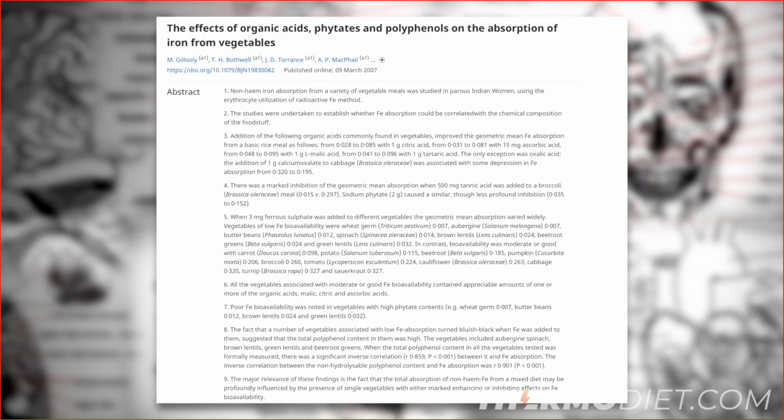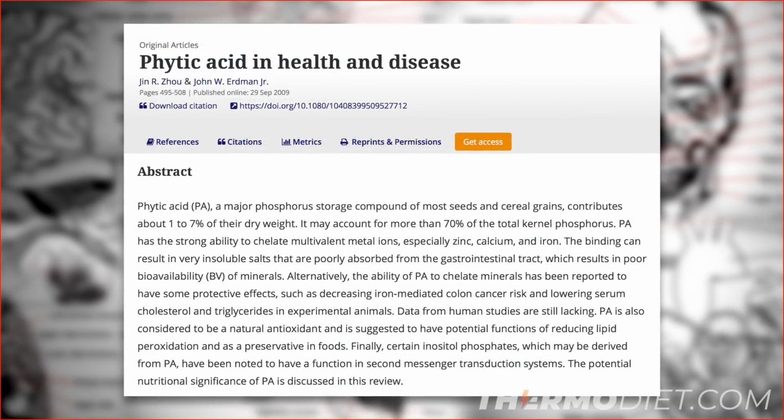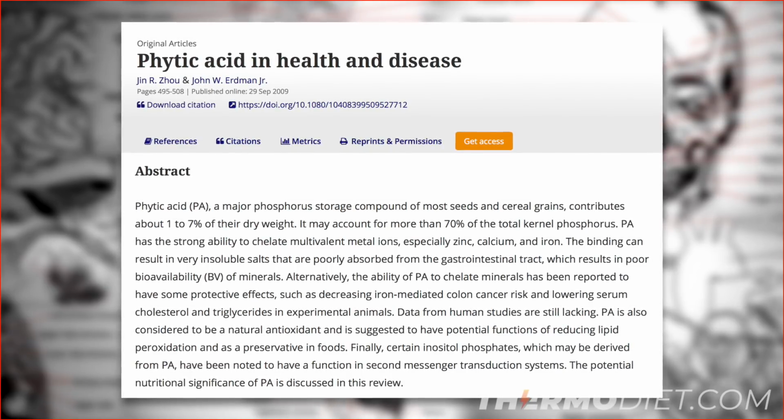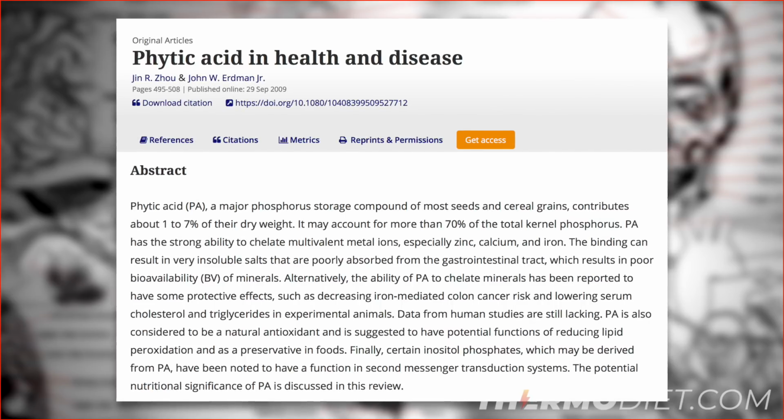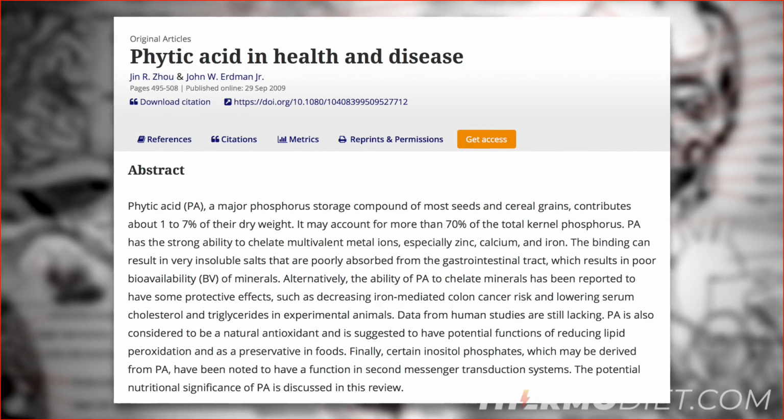You look at the abstract, it's number 7. So this study right here states that phytate has a strong chelating property, which we already know, which allows for poor bioavailability in the gastrointestinal tract of multivalent metal ions, especially zinc, calcium, and iron. And obviously these things are essential for the human body to run properly. So the more phytic acid you're consuming, you're just stripping your body of these things.